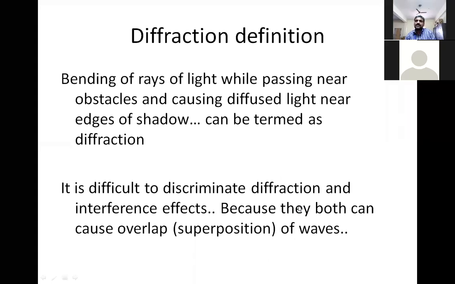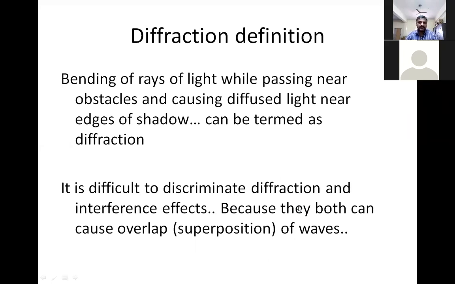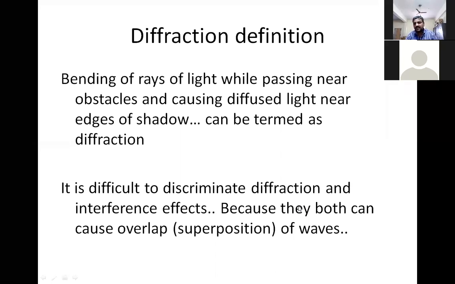There is something more to be discussed beyond this. That part I'll talk about later. But as far as the definition is concerned, you just take it as granted. The bending of light while passing near obstacles can be termed as diffraction.